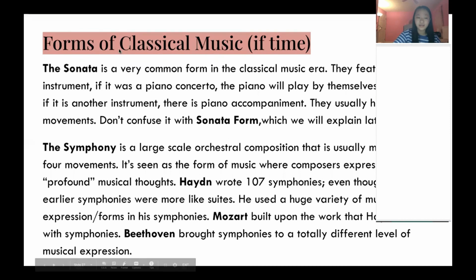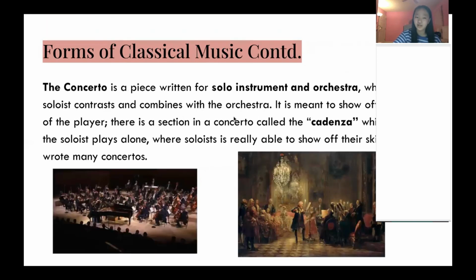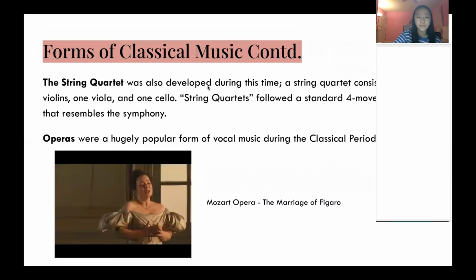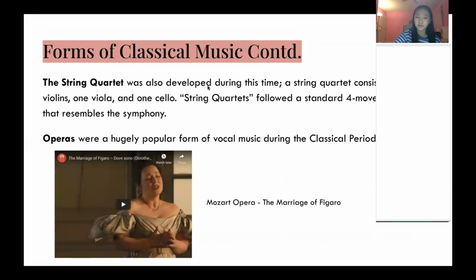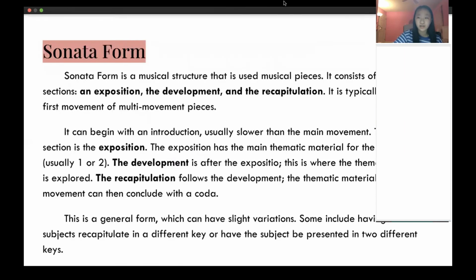Okay, forms, sonata, symphony. Yeah, sonata form is a new form that came in the classical era. And the concerto, remember we said we added more instruments, so the concerto became pretty popular too. And string quartets were also developed, which basically is 2 violins, 1 viola, and 1 cello. And operas.